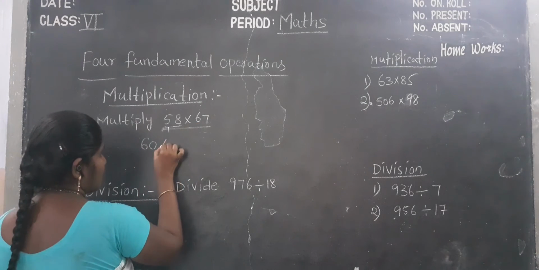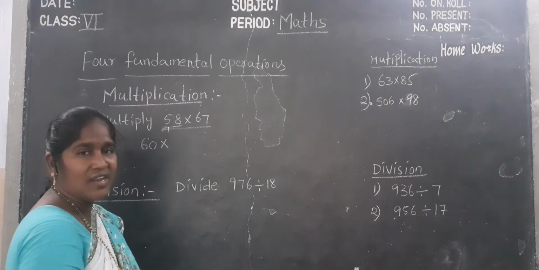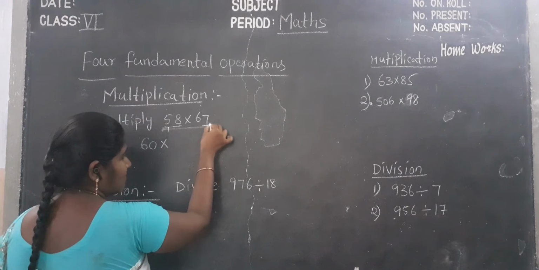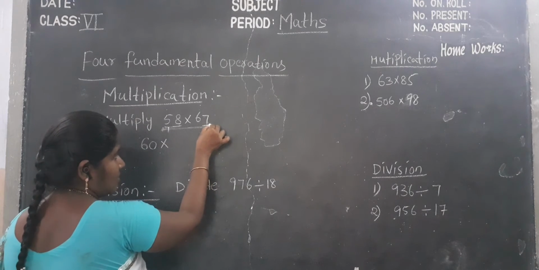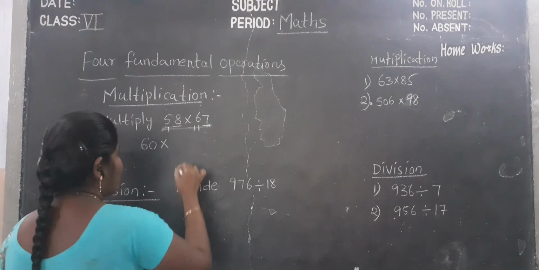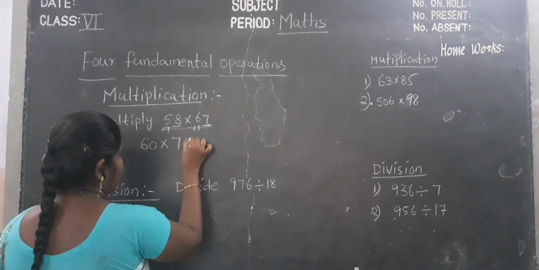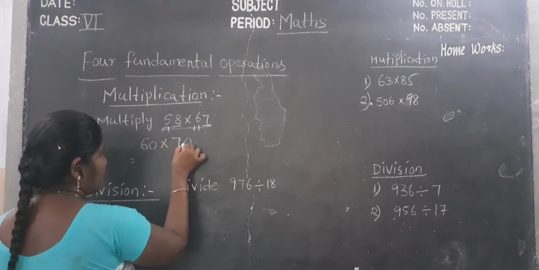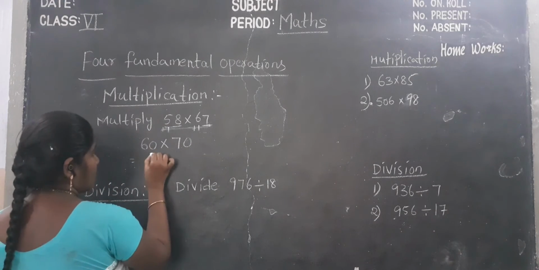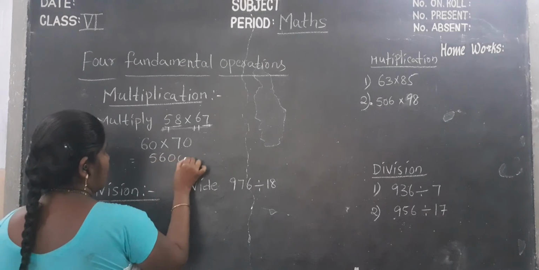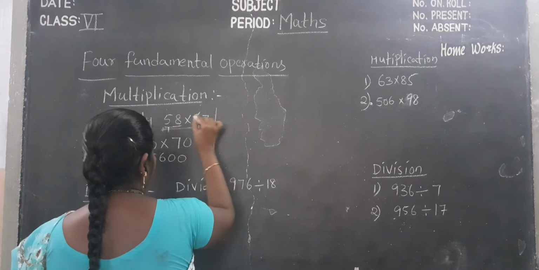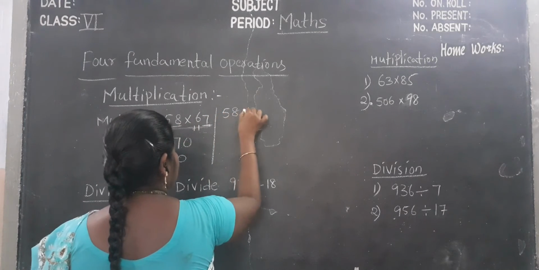And next one is 67. 67 means see children, here what is the number in the ones place, children? 7. So 7 means that is greater than 5. Greater than 5 means we should add plus 1 to the tens place. That one is 70. So 60 into 70 means what, children? Multiplication, 4,200. So for this one, the estimation of the numbers 58 into 67.